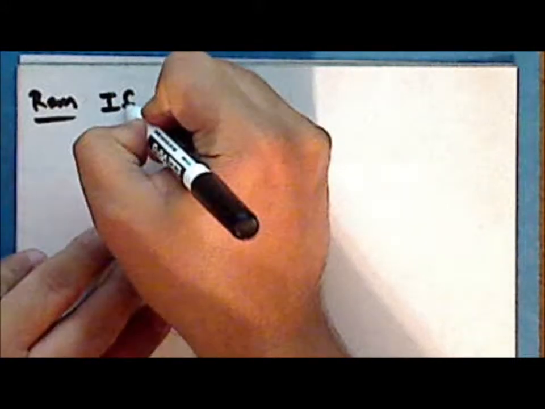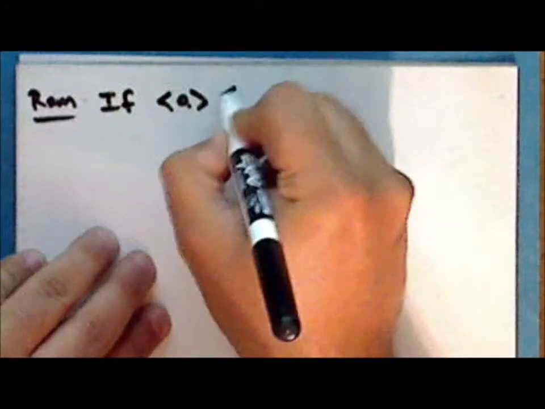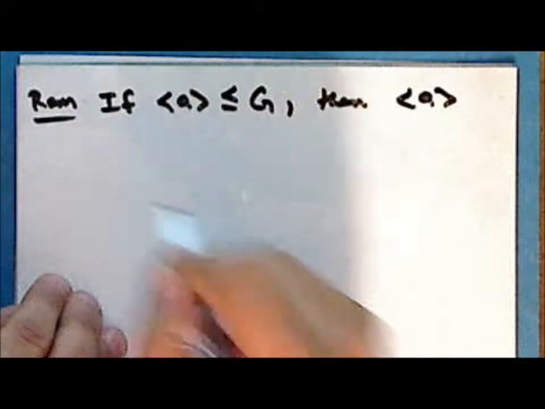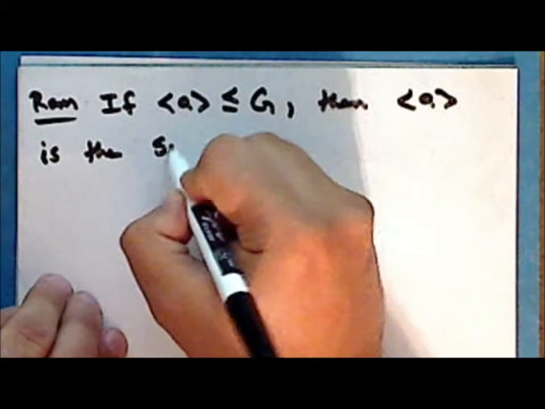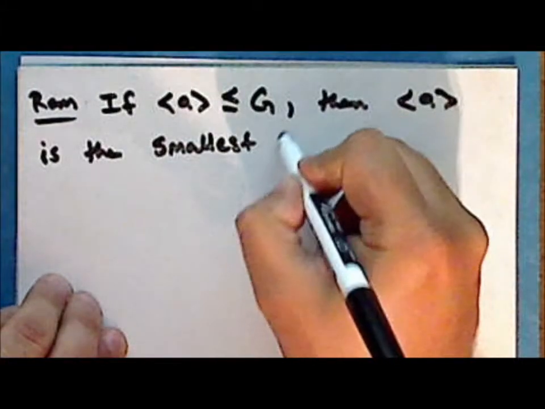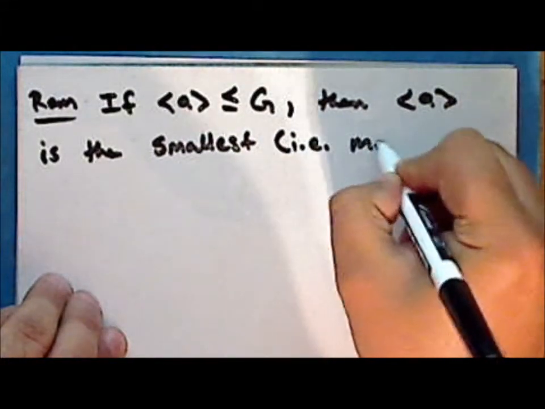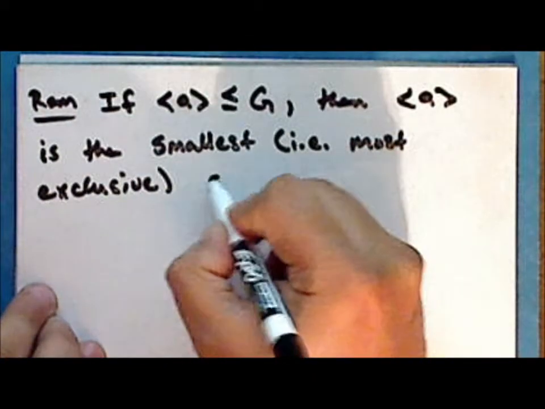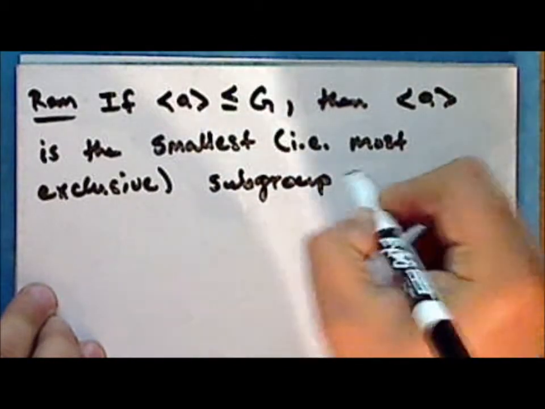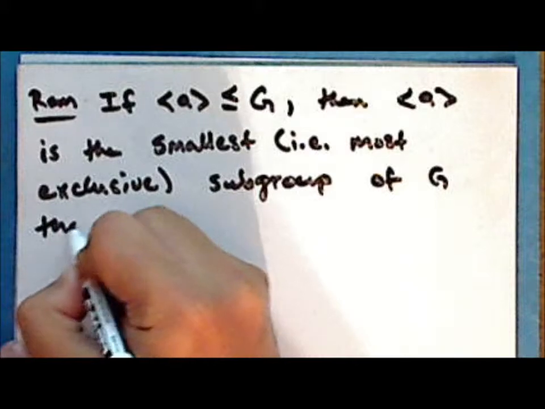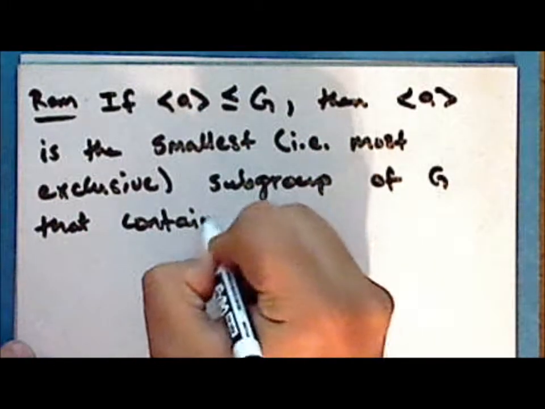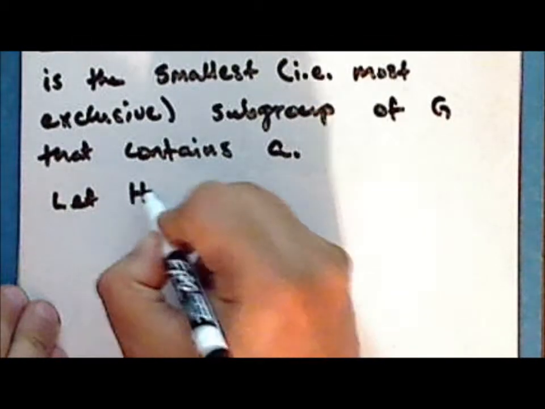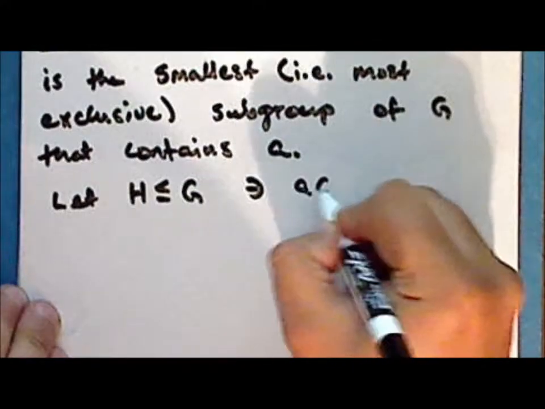Now, if the group generated by A is a subgroup of G, then this cyclic subgroup of G is the smallest, and by this we mean the most exclusive subgroup of G that contains the element A. So let H be a subgroup of G that contains the element A.